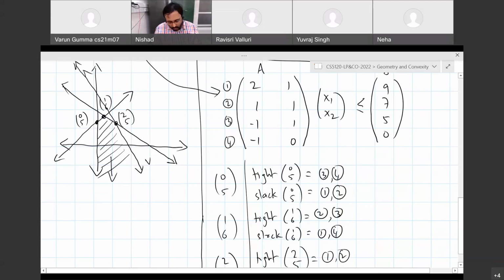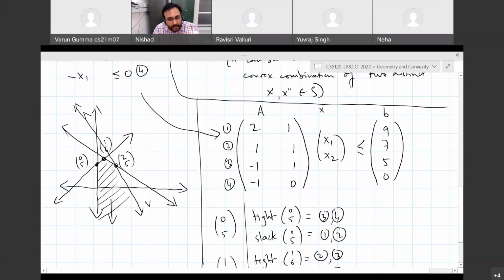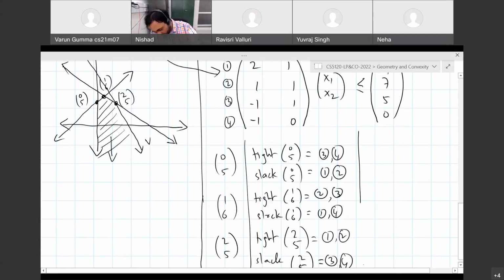Okay, so what we want to look at is the matrix corresponding to the tight constraints. We are going to call it, for an extreme point x bar, by the notation A tight of x bar, and that will just capture the tight constraints. We will not look at the other constraints, right?